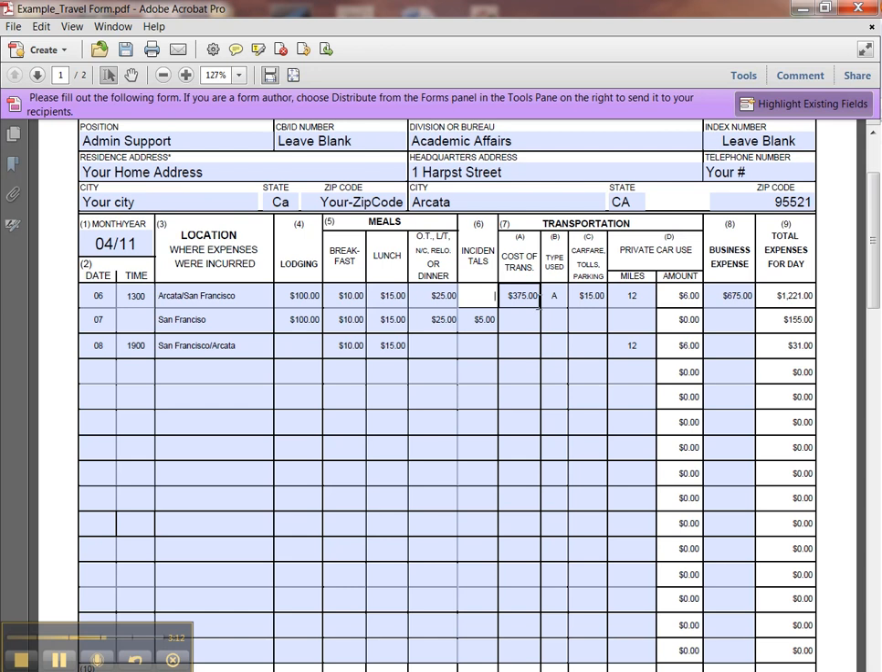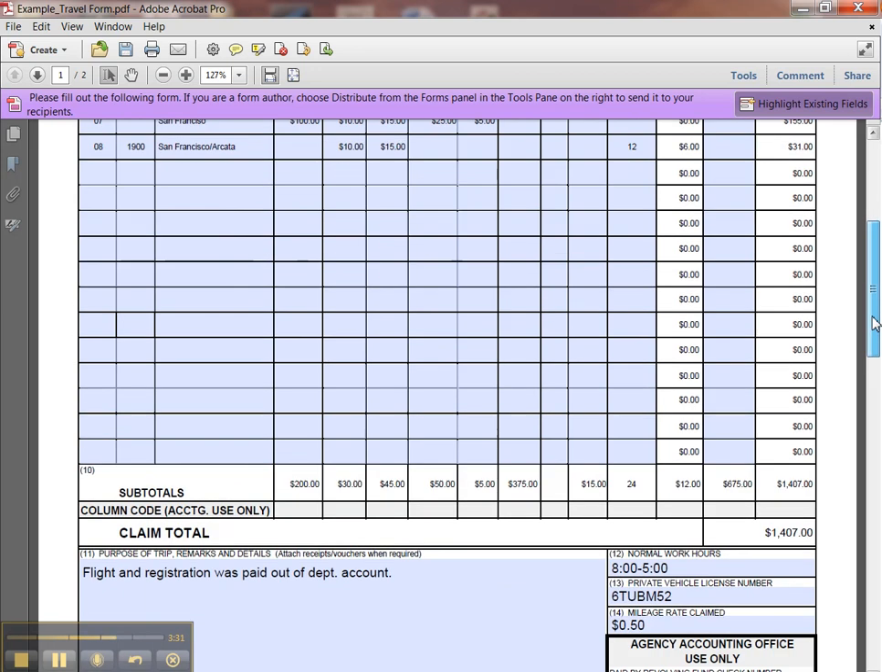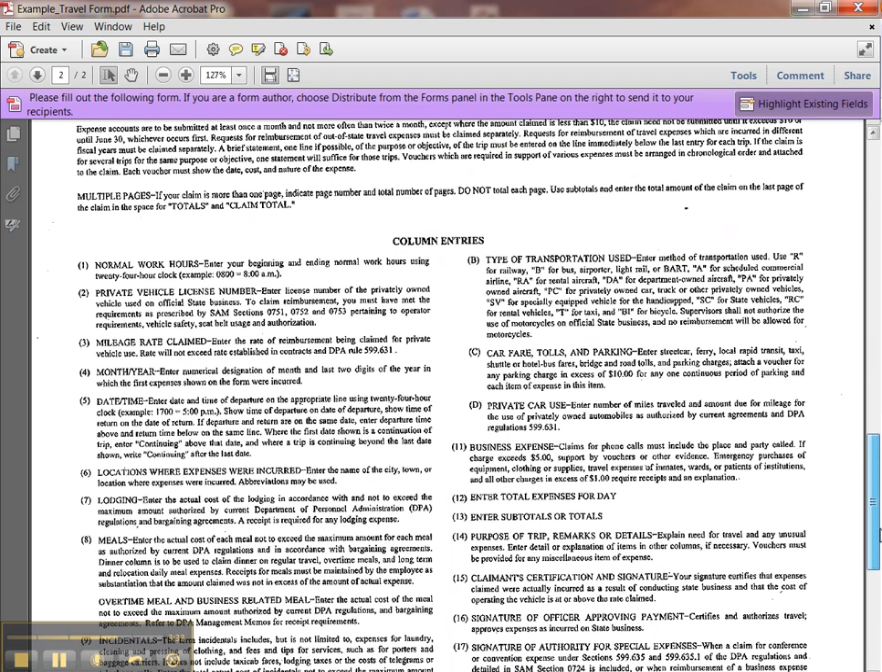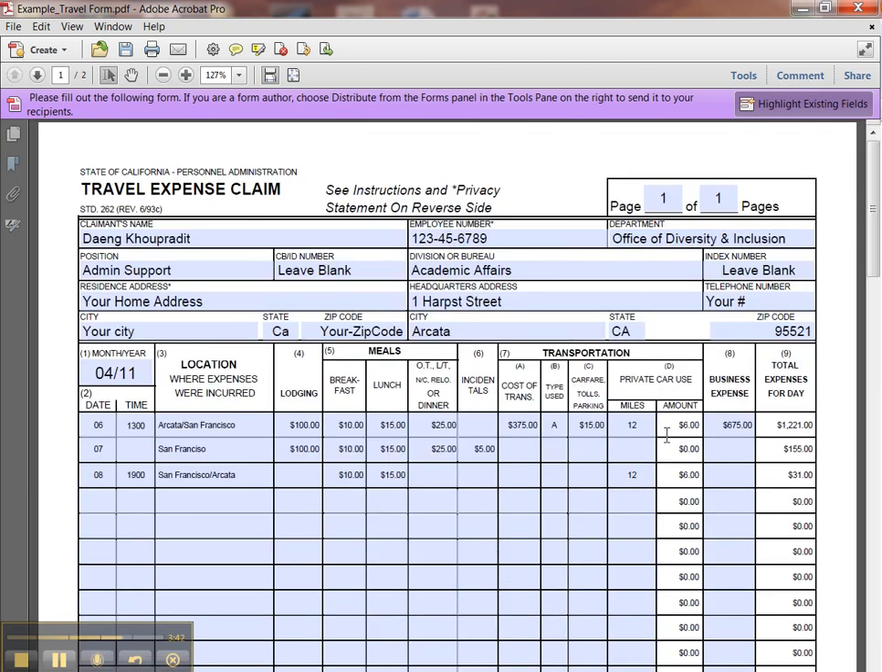Cost of transportation is my flight. Even if it is paid out of my department, I still put this in. So my flight round trip to San Francisco from Arcata Airport was $375. Type used is the kind of transportation it was. It was a commercial flight, which is the letter A. If you would like to look at codes for what type of cost of transportation it is, scroll down to the second page. Here it will describe to you what letter you should use for what type of transportation it was. The next step is car fare, tolls, and parking.